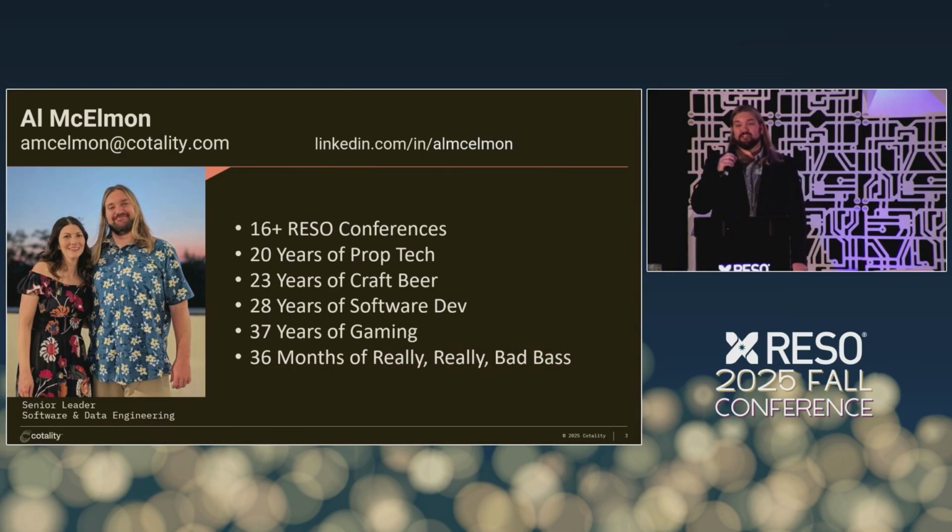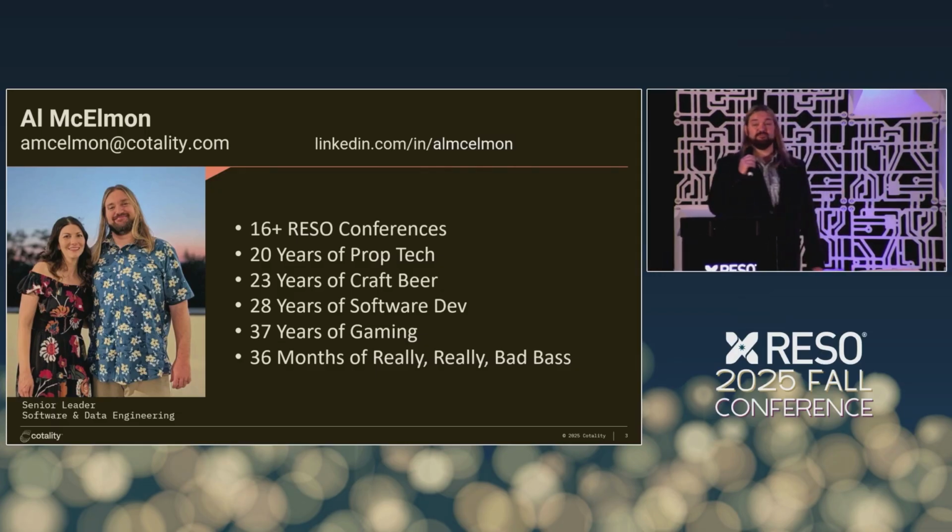This is kind of my spec sheet. I've been doing this for right at 20 years, was my anniversary in August. Come to a bunch of RESOs, but more importantly, I'm pretty into gaming and craft beer. So always happy to talk data standards, but you'll catch my attention a little quicker if you want to talk about some video games.